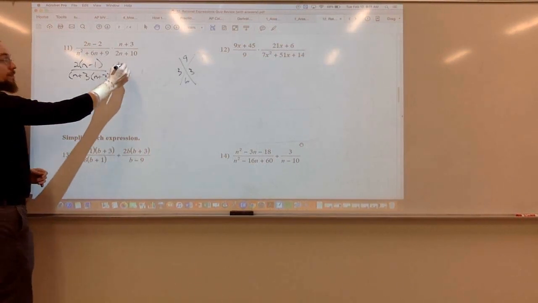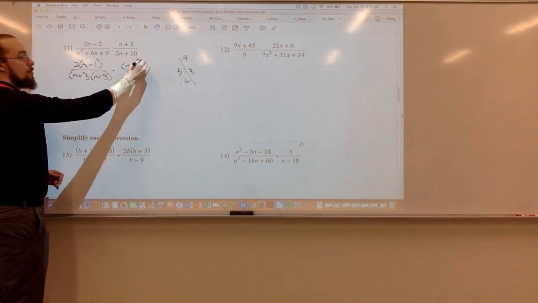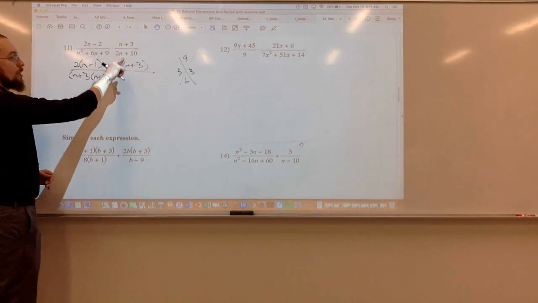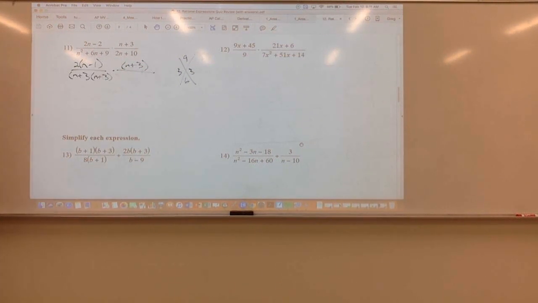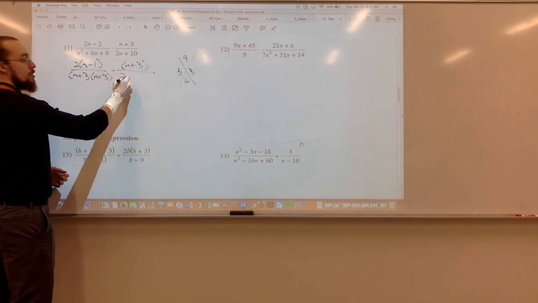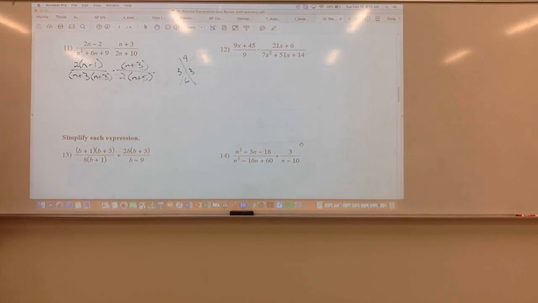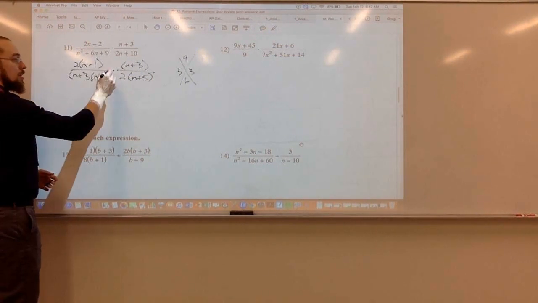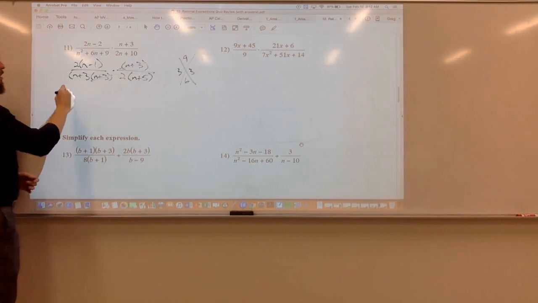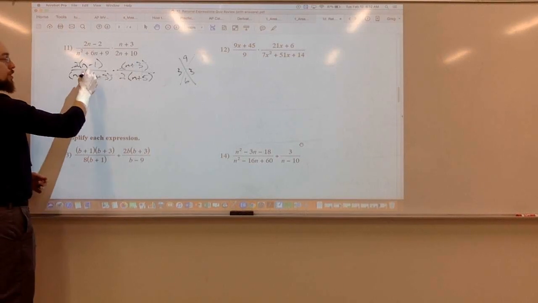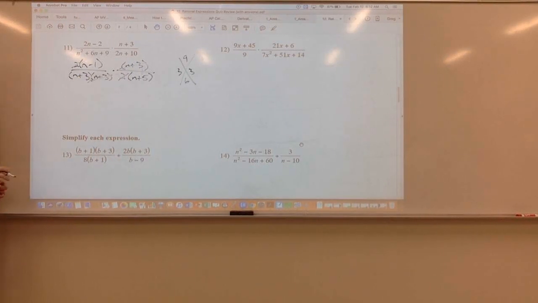So then over here, I've got n plus 3 in my numerator. Nothing I can do with that. Here I can take out a 2, so I can make this 2 times, and I'd be left with n plus 5. Now I can cancel stuff out. I've got n plus 3's here, I've got 2's here. I can cancel those out.